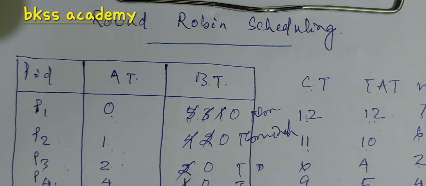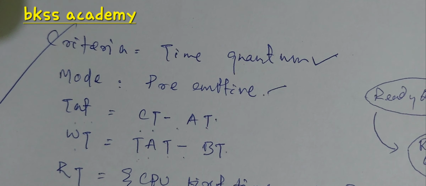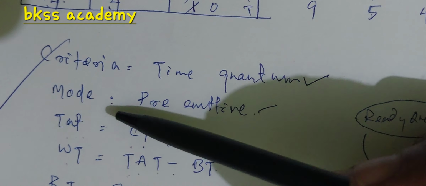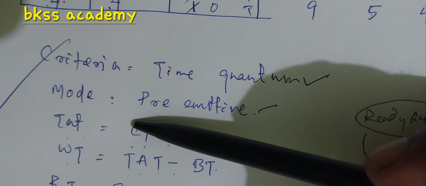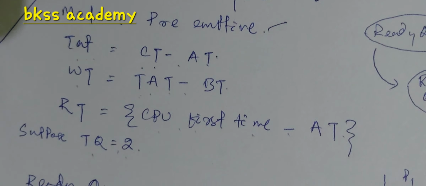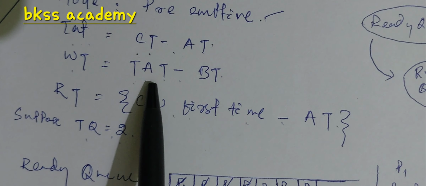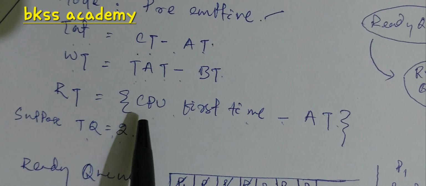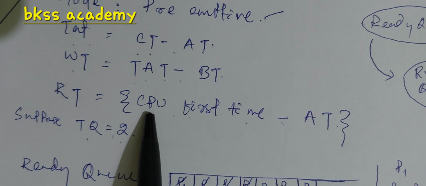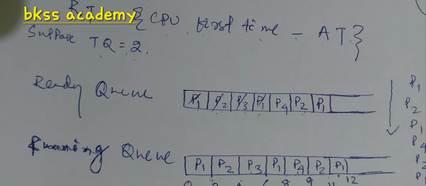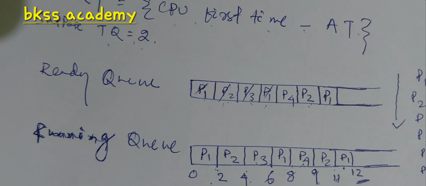And as we know, the turnaround time is completion time minus arrival time, and waiting time is turnaround time minus burst time. Similarly, response time is when the CPU first gets the process minus arrival time. Here suppose the time quantum is given as 2.